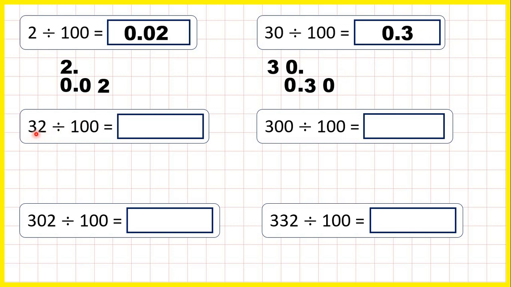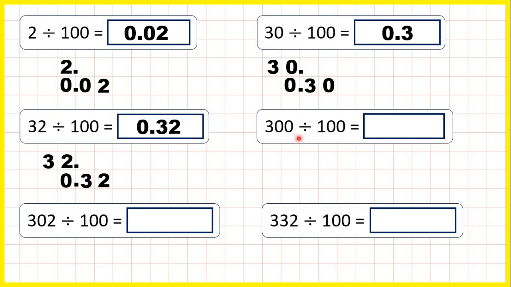Now we have 32 divided by 100, so we write out the number, copy down the decimal point, and move each digit 2 squares to the right. We can write a 0 in our empty ones column, so that gives us our answer 0.32. Now notice 32 is the same as 30 plus 2, and our answer 0.32 is the same as 0.3 plus 0.02.